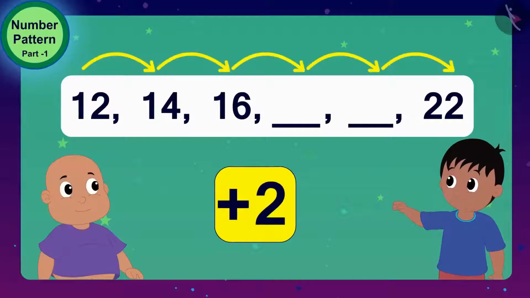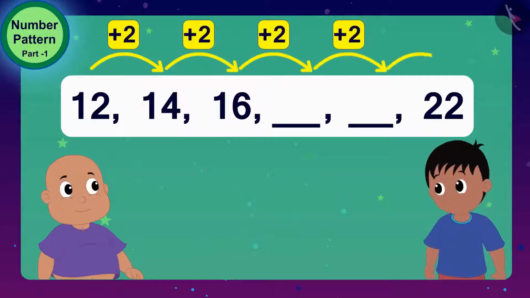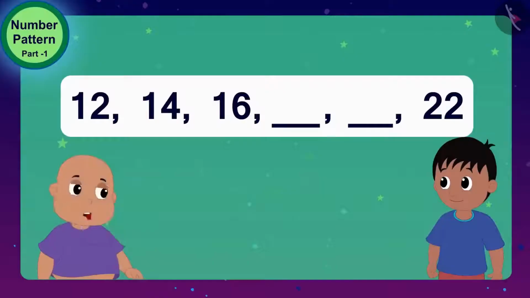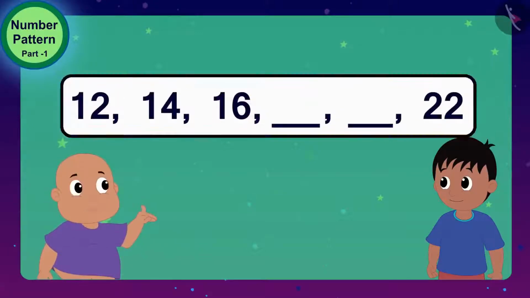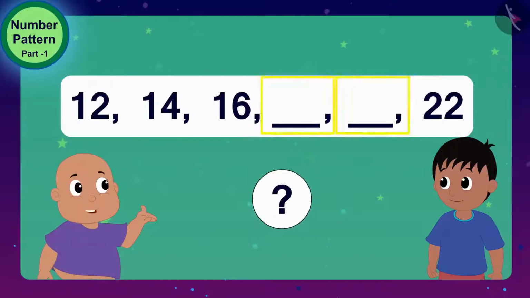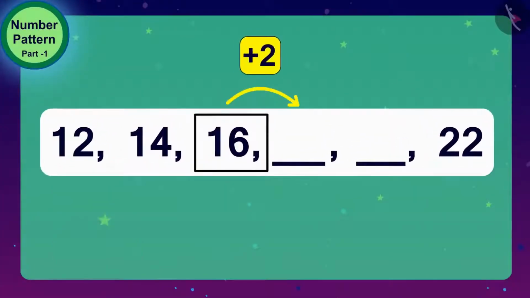And Bablu, do you know, such groups of numbers in which numbers follow a particular rule, we call them number patterns. Hey, wow, Raju. This number pattern is so interesting. So, what do we have to do to get the next number in this number pattern? We have to add 2 to 16.